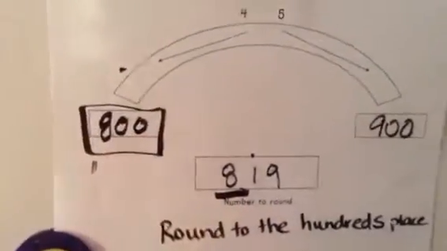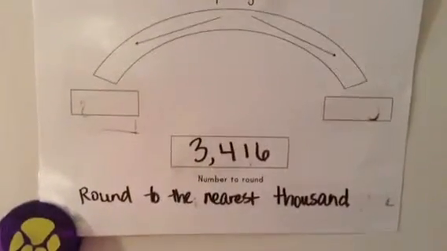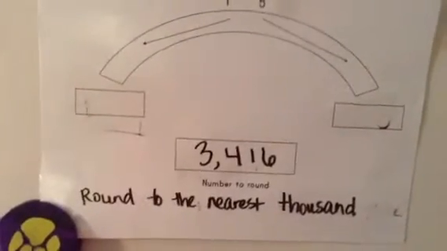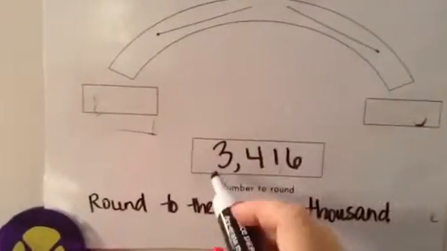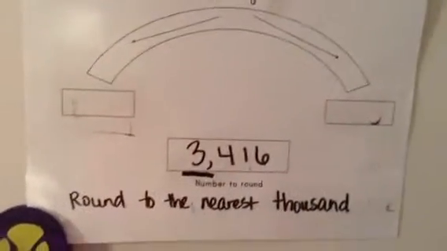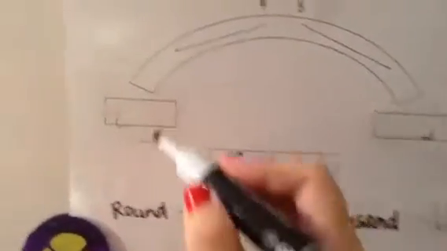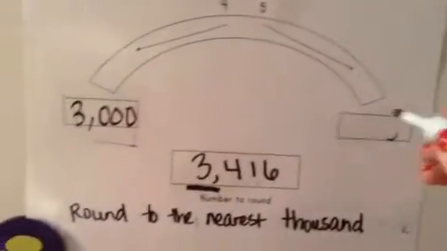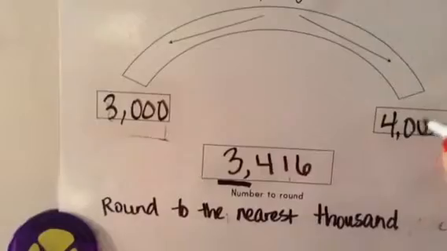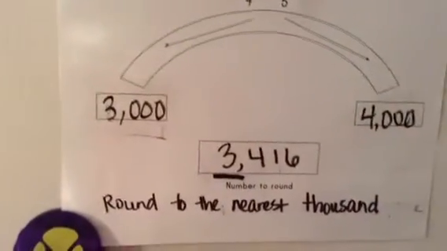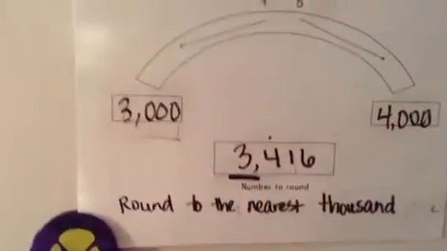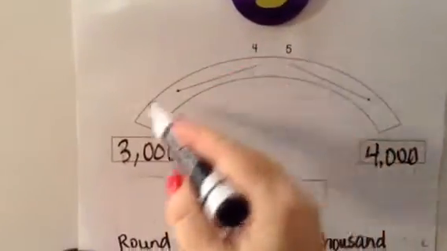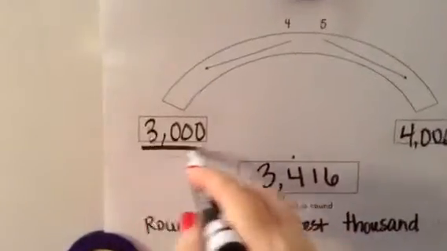Next, I'm going to take a look at this problem. It's asking me to round to the nearest 1,000. I'm going to underline the digit in the thousands place. I'm going to stop and think, what are my options? I can either round to 3,000 or I can round up to 4,000. I go next door to the bossy neighbor. I check him out. He's a 4. I know he falls on this side of the roller coaster, so he's going to round to be 3,000.